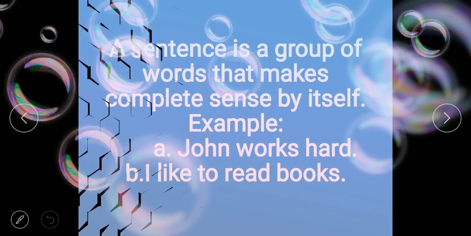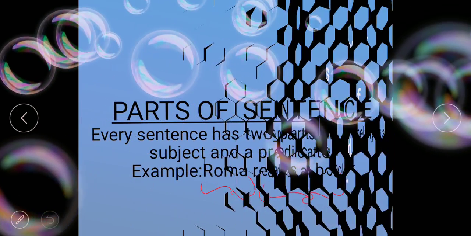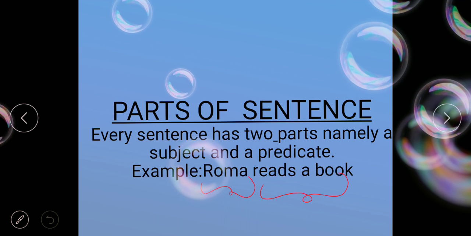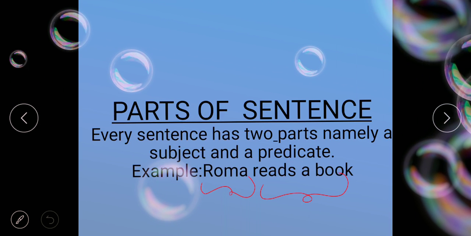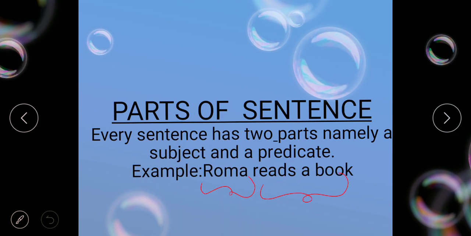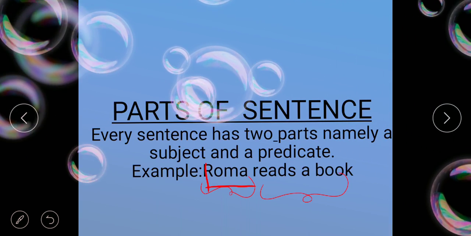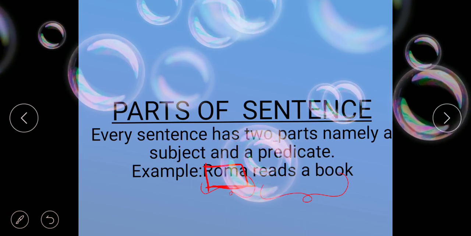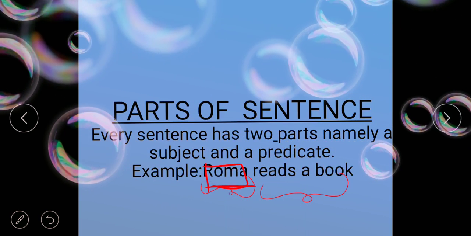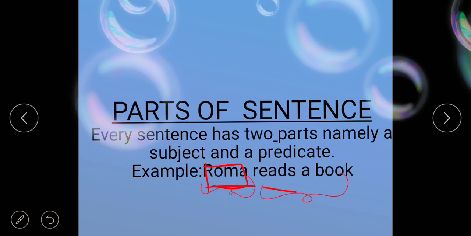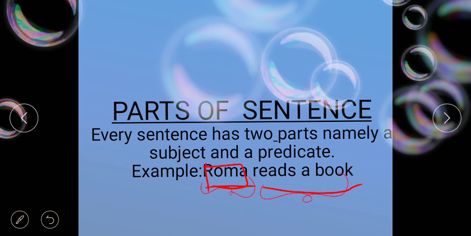Parts of a sentence. Every sentence has two parts, namely a subject and a predicate. Subject is the first part of a sentence that tells what a sentence is about. So here, Roma reads a book. Roma is the subject. It is the first part of the sentence. And predicate is the second part of a sentence that says something about the subject. So here, reads a book is the predicate.